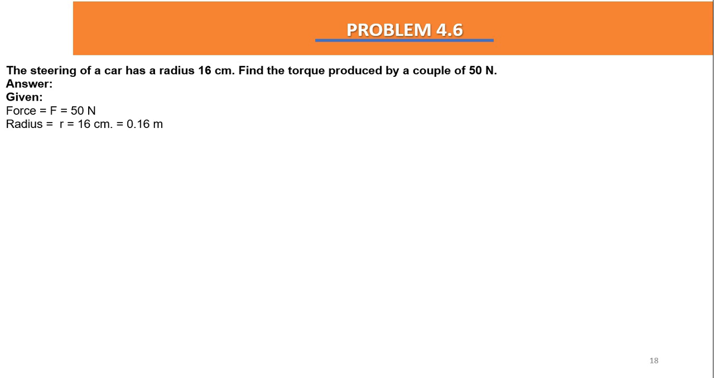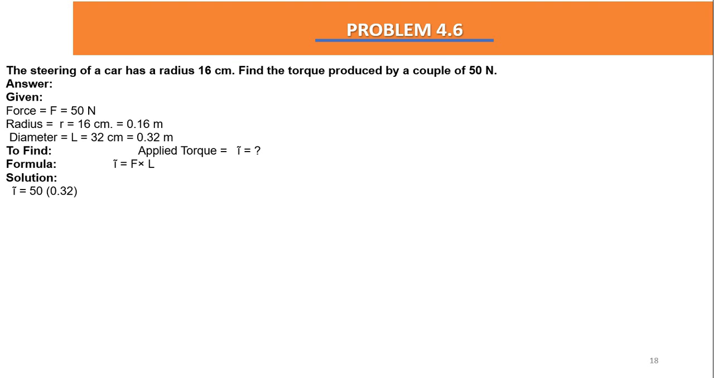फोर्स हमें दी हुई है 50 न्यूटन और रेडियस हमें दिया हुआ है 16 सेंटीमीटर, that is equal to 0.16 मीटर. डायमीटर हो जाएगा 2r, that is 0.32 मीटर. अप्लाइड टॉर्क हमने फाइंड करना है तो टॉर्क इज इक्वल टू F cross L. So torque is equal to 50 into 0.32, we will get torque is equal to 16 Newton meter.